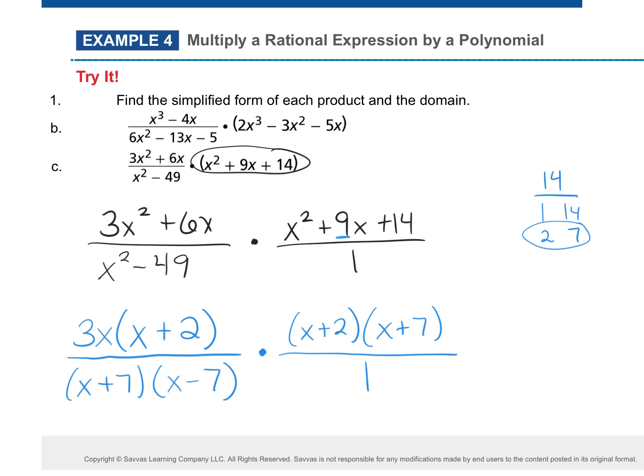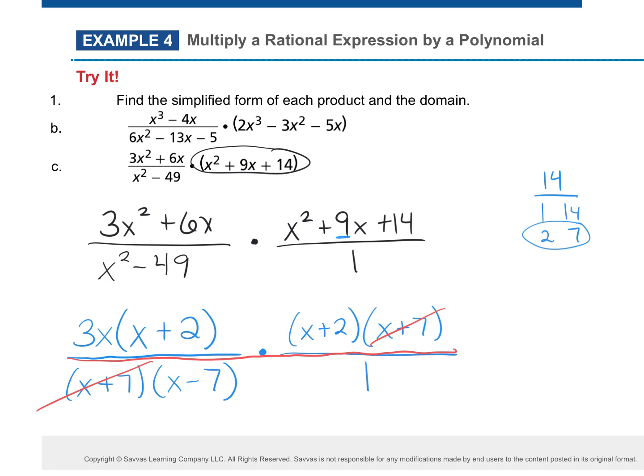What operation's happening? Multiplication, so what happens? It turns into one big fraction. Now we're at the cancellation step. What cancels? X plus 7. Does this x minus 7 cancel? No. Can I cancel these two? No. Why not? Right, they're on the same level. They have to be top to bottom to cancel out.